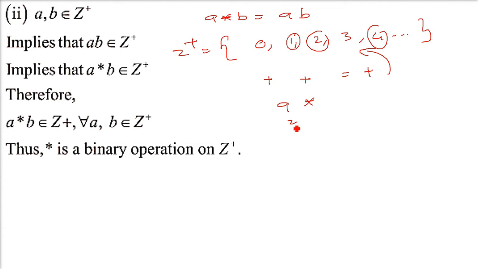You'll always get a value belonging to this. For example, if you take A as say 2, B as 1, this is A into B, 2 into 1, which is 2, belonging to this set only. So if you even multiply by 0, 0 is also there. So this star is a binary operation on Z plus.